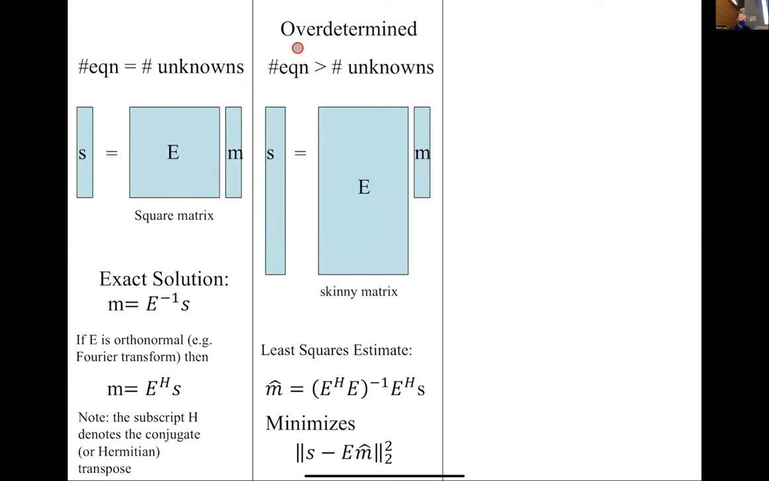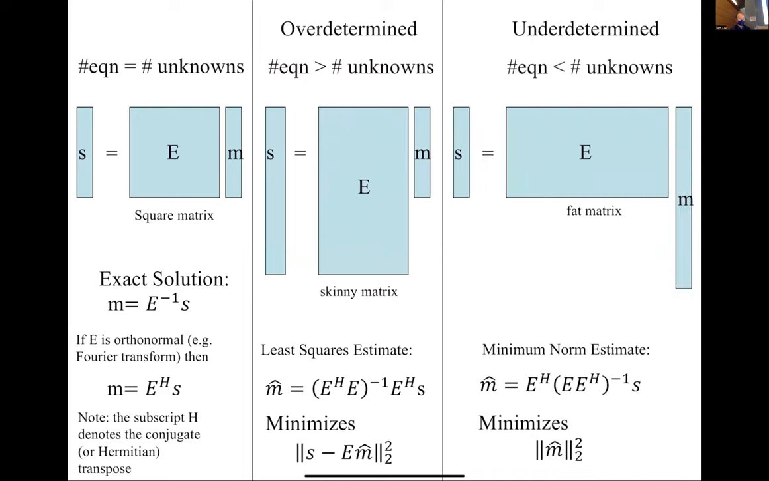The next thing we could do is remind you that you could have what's called an overdetermined system, where the number of equations is greater than the number of unknowns, in which case this is what's called a skinny matrix, because it's taller than it is wide. This actually happens in MR if you have multiple coils looking at the same thing, and you still want to estimate your object. But by far the more interesting case for us is the underdetermined case, where you have fewer equations than unknowns.